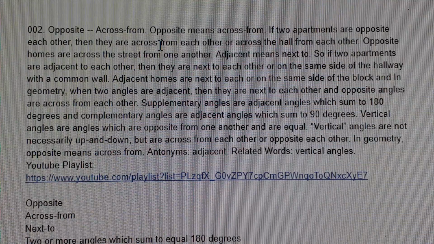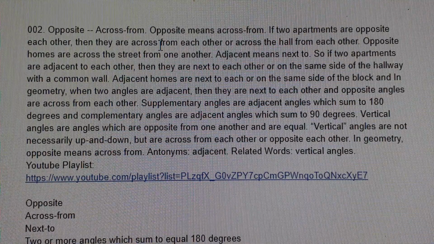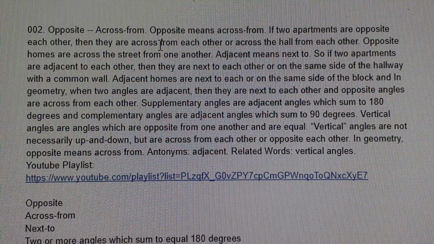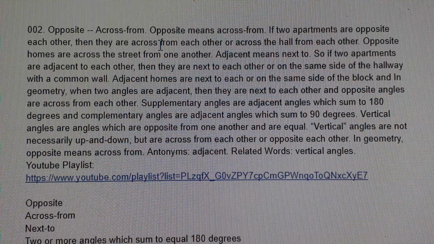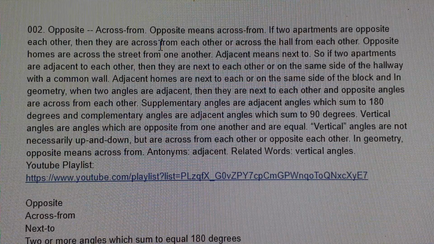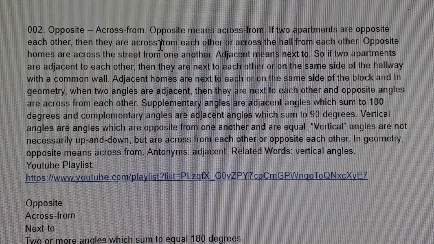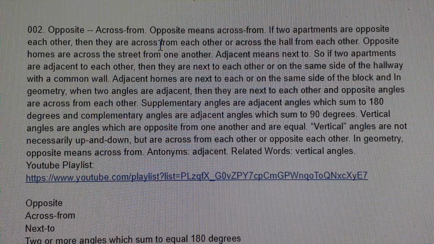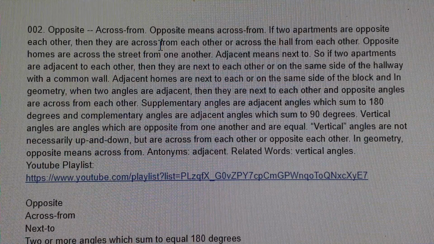Opposite means across from. If two apartments are opposite each other, then they are across from each other or across the hall from each other. Opposite homes are across the street from one another.